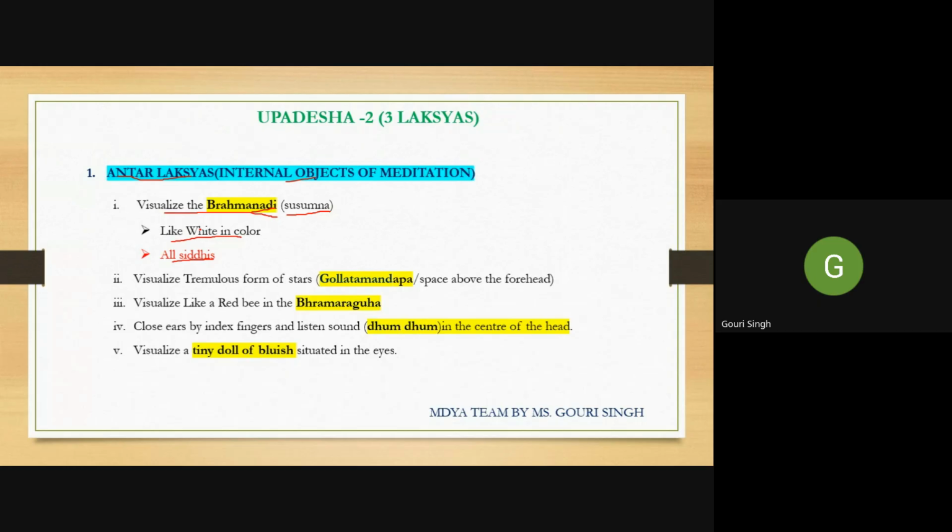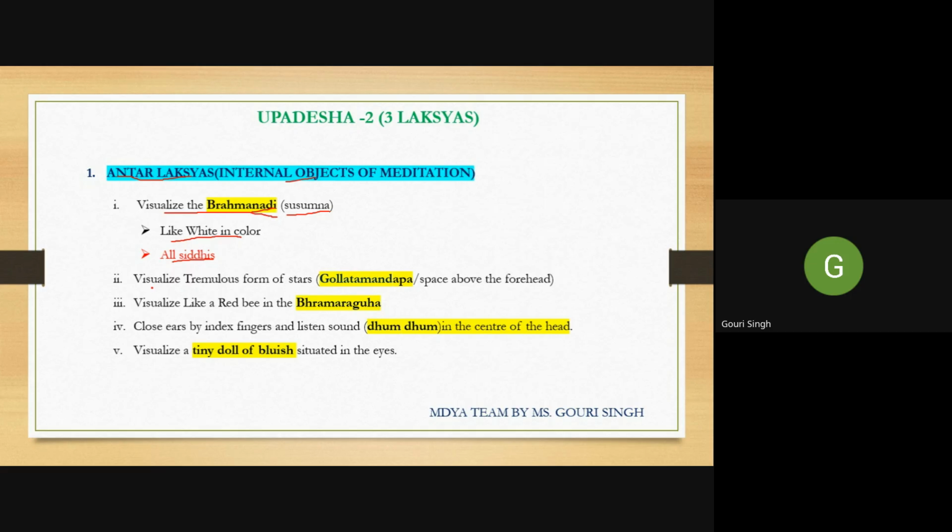Which chakra? The last one. What is the last one? This is Akasha Chakra. Yes, very good, Akasha Chakra. So here it is discussing the first Antar Lakshya, Sushumna, if you are doing meditation on Sushumna.